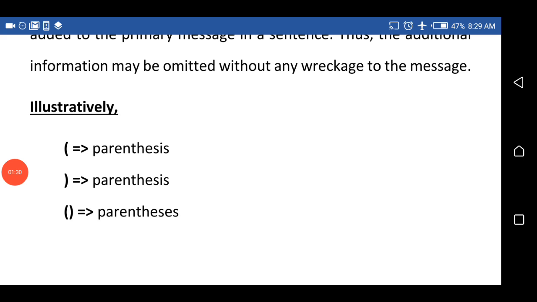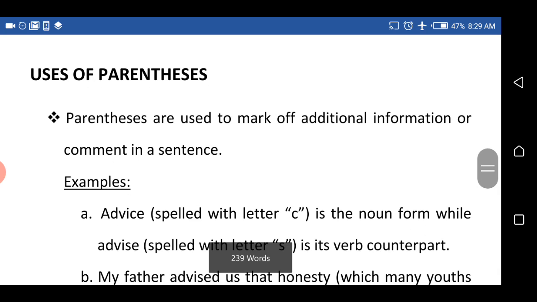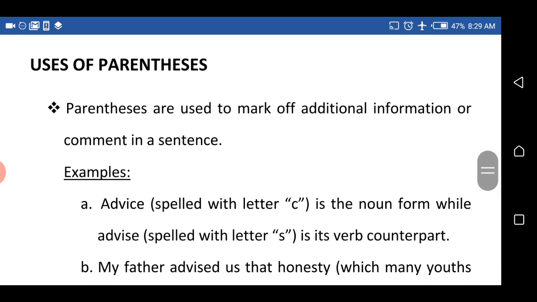This is the illustrative message. When you have one of the curves, it is parenthesis. When you have the two together, that's the plural we are talking about, which is parentheses. You can see the difference between the spelling. Now, the uses of parentheses. Parentheses are used to mark off additional information or comments in a sentence. This was mentioned earlier. It is the number one use.